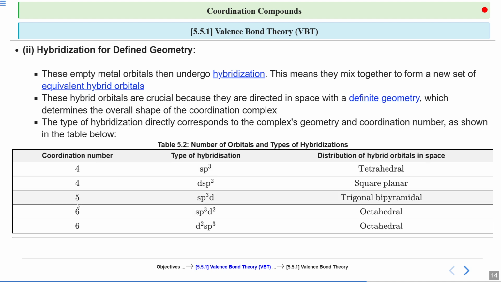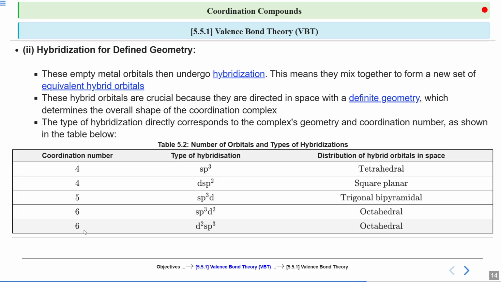Similarly, if the coordination number is 5 and the type of hybridization is sp3d, that means 1s orbital, 3p orbitals, and 1d orbital intermix together under the hybridization process, and then the distribution of hybrid orbitals in space is going to be trigonal bipyramidal. Now if the coordination number is 6 and the type of hybridization is sp3d2, that means 1s orbital, 3p orbitals, and 2d orbitals intermix. The distribution of hybrid orbitals in space is going to be octahedral.